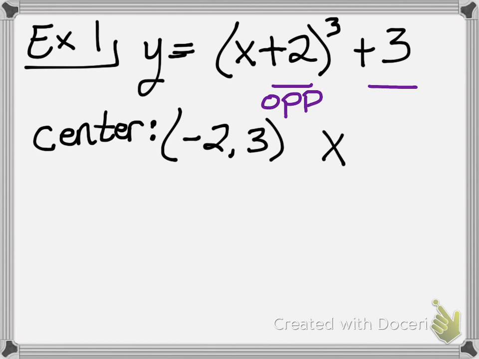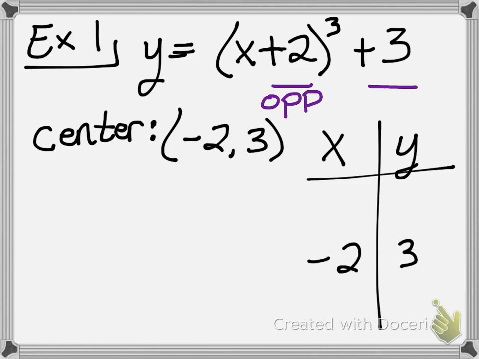So we're going to make a t-chart here. And we know one point is -2, 3. We're going to pick a couple points larger, and a couple points that are smaller. Substitute those values into the equation. So if I start with 0 and add 2 and cube it, that's 8, and add that final 3 to be 11.